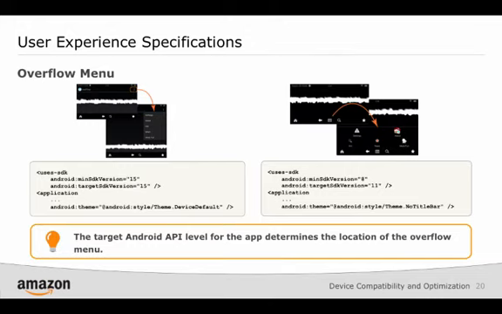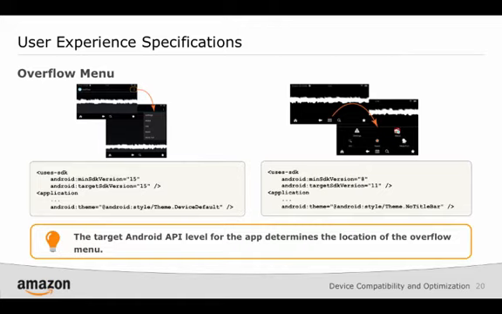The soft key toolbar provides an overflow menu for additional commands that you want the user to access from the soft key toolbar. Commands like app settings, tasks that don't fit the current user interface, and global actions for your app are appropriate for the soft key toolbar's overflow menu. The target Android API level for the app determines the location of the overflow menu.